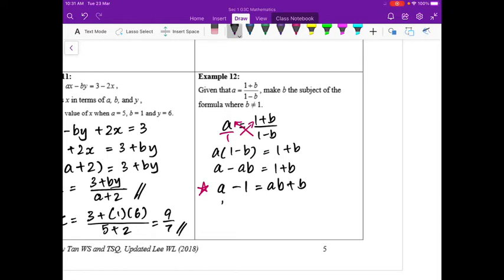So on the left hand side, no change, a minus 1. The right hand side, b times of a plus 1. And then you have the final answer already. b, which is what they want as the subject, b will be a minus 1 over a plus 1. Finish. Making b the subject.